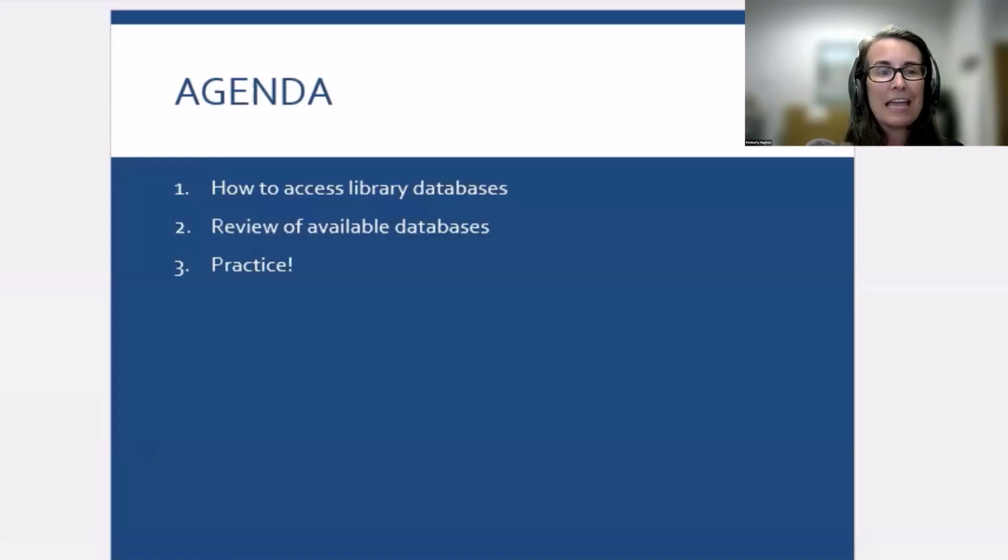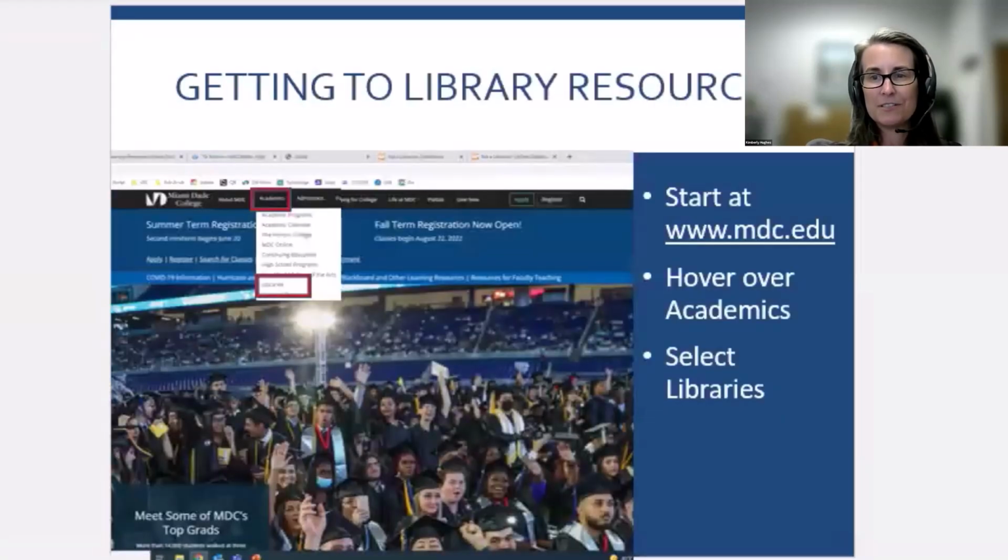So, if you start at the college's main page, www.mdc.edu, and you hover over the ribbon at the top, you'll see the word academics. The pull-down menu comes up, and we are going to libraries.